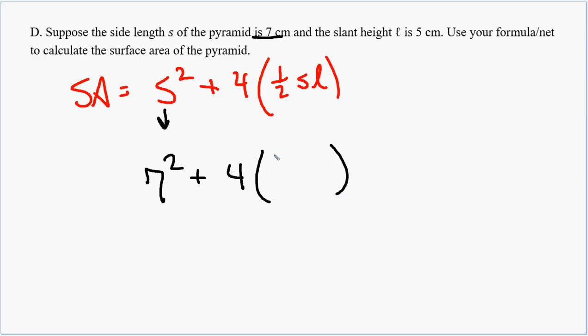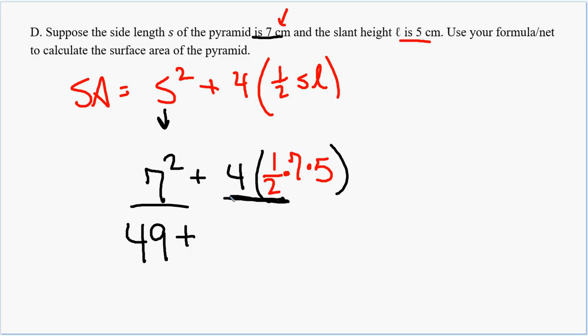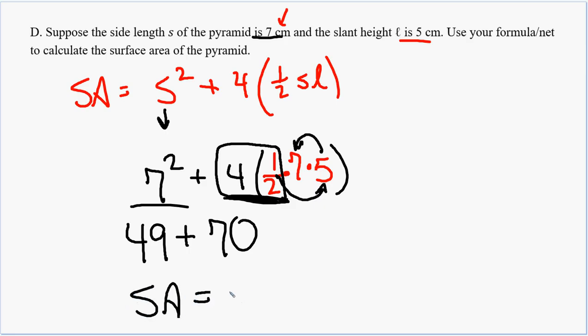our area of a triangle is going to be 1/2 S, again, is 7 times L, which is 5. Boom. So 7 squared, that's 49, plus half times 4, that turns into a 2. 2 times 5 is 10. 10 times 7 is 70. Add those together, and we get our surface area is 119. Our units are centimeters. Centimeters squared. Excellent.